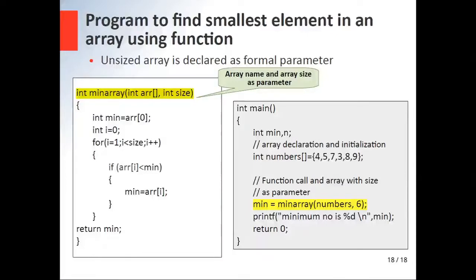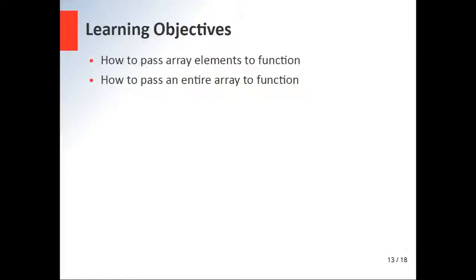So while passing the array, we are not specifying anything in the square brackets. We are just giving the array name and the size of the array. Once the function is executed, the minimum value is returned, and that minimum value is captured in the min variable, and which will be printed in the output screen. So in this tutorial we have learned how to pass individual data elements from an array to a function, and how to pass an entire array to a function.